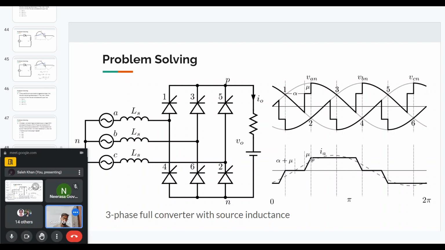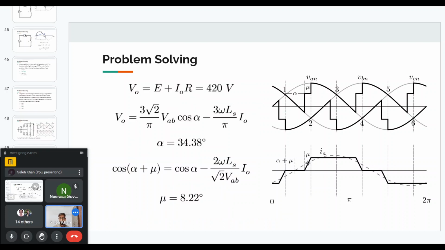The angle mu is called the overlap angle because during this interval, multiple currents are flowing. Basically, multiple diodes are on, so the currents are overlapping. If we look at the average output voltage, we are given that the internal EMF is 400 volts, the current is 20 amperes, and the resistance is 1 ohm. So we can find that the average output voltage would be 420 volts.